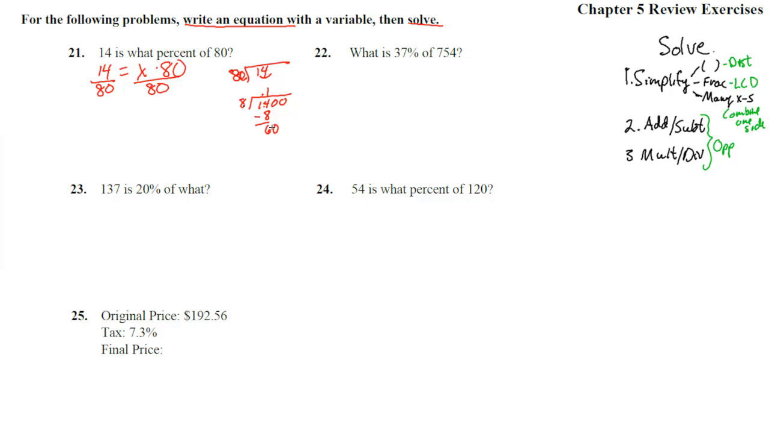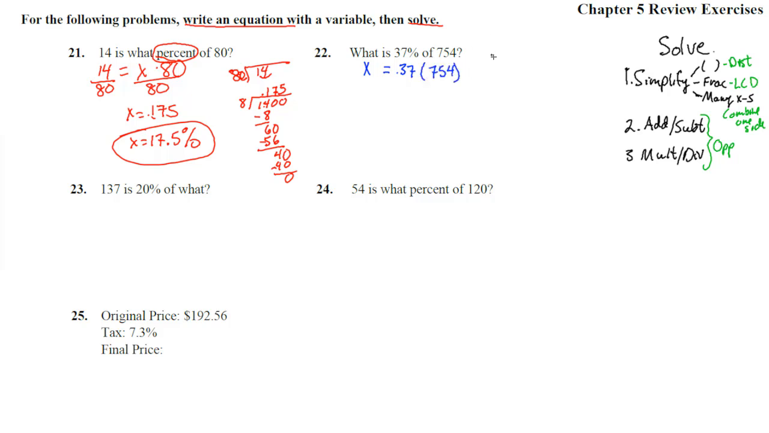Drop down the 0. 8 goes into 60 seven times. 7 times 8 is 56. Subtract, and we get a 4. Drop down the 0. 8 goes into 40 5 times, evenly, nothing left over. So x is 0.175. It says change it into a percent, so we get 17.5%. Good deal. Number 22.